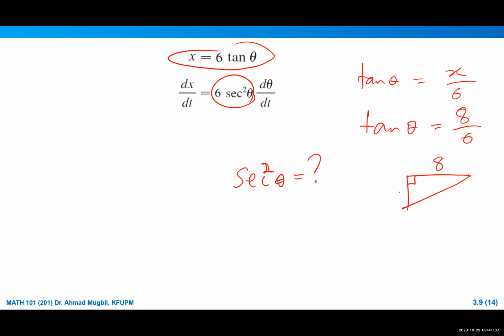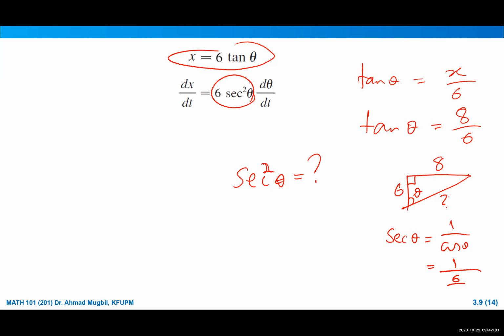This will be 8, this will be 6, this will be theta at that specific time. Now you need to find secant theta. What is secant theta? It will be 1 over cosine theta, and cosine theta, of course, you know that it is the adjacent over the hypotenuse. The adjacent is 6, so 1 over... the adjacent is 6, and you need the hypotenuse.